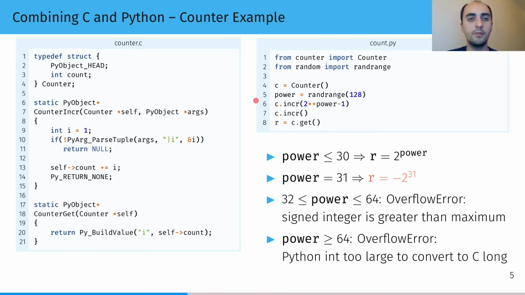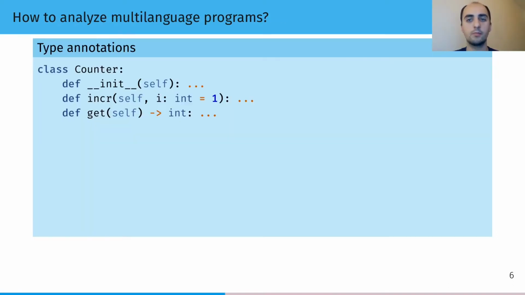So what happens in that case is this first increment is correct, but the second increment here, which is done at line 13, will do an integer wraparound on the C side. So in the end, we get a negative result, which is really unexpected for pure Python developers.